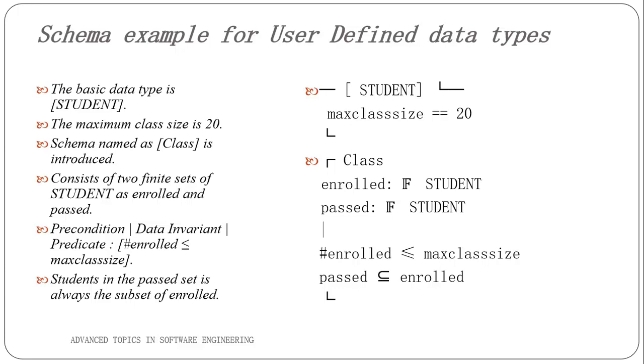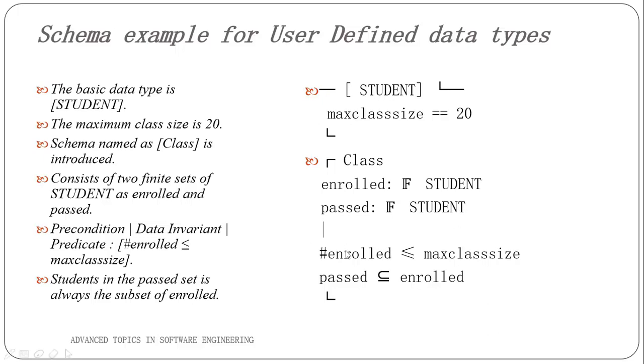Then we model a class system as two finite sets of students, enrolled and passed. On the right hand side of this screen, you can see this schema as Class. This is my set type declaration Student. This is a max class size variable whose limit is up to 20, the number of students I can include in this particular class. And this is my Class, and there are two finite sets. One is enrolled, second is passed. Both belong to the set type Student.